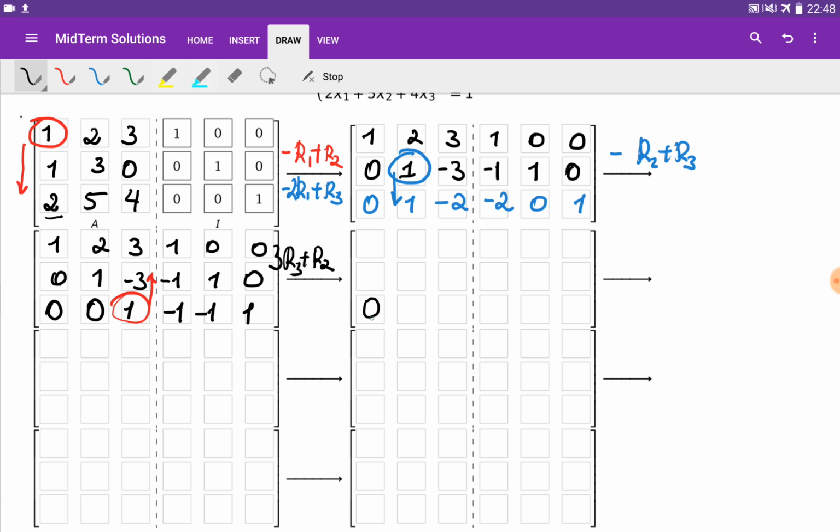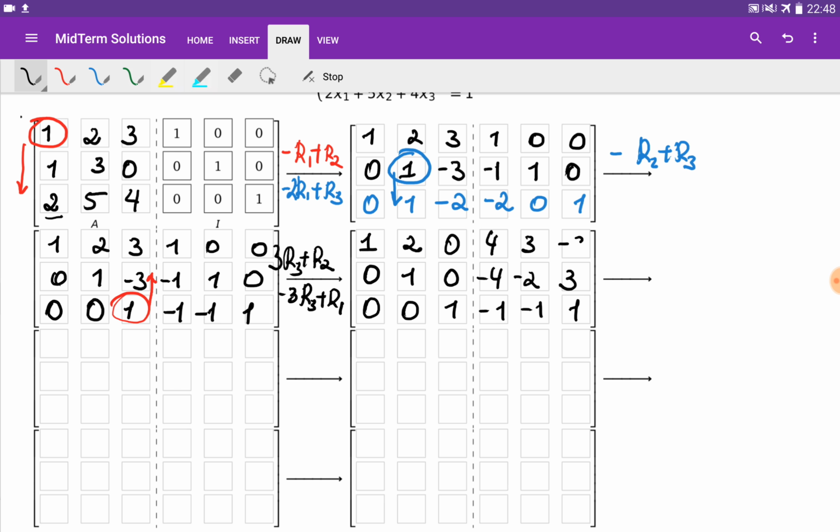So in this case, please note that I'm not going to change the third row. So it's going to be 0, 1, 0, minus 4, minus 2, and 3. So now I need to multiply this 1 by minus 3, and I have to add this to the first row. So it's going to be minus 3 r3 plus r1. So this is going to be 1, 2, 0, 4, 3, minus 3.